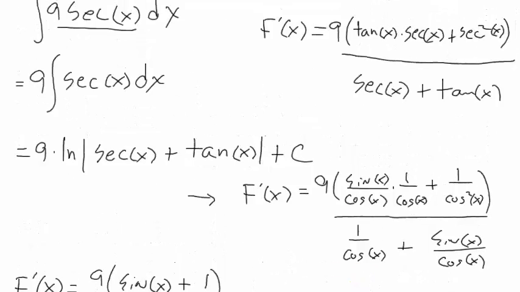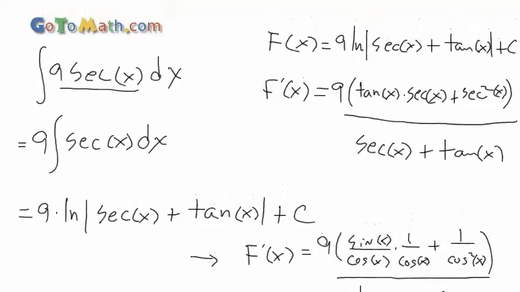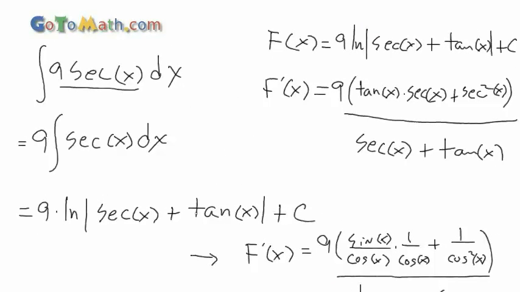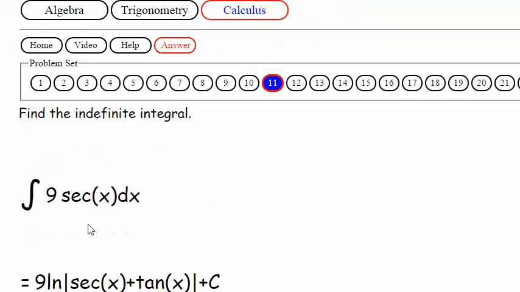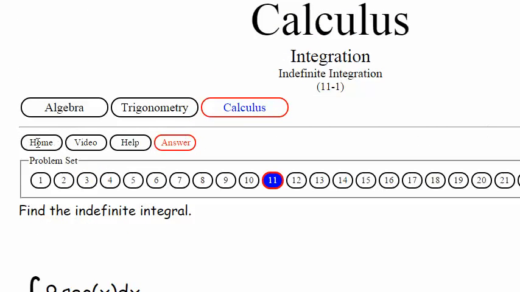Alright, so let's go back. This was the answer, 9 natural log of secant x plus tan x plus c. It looks like I already had the answer there. So it's worth going through all that.